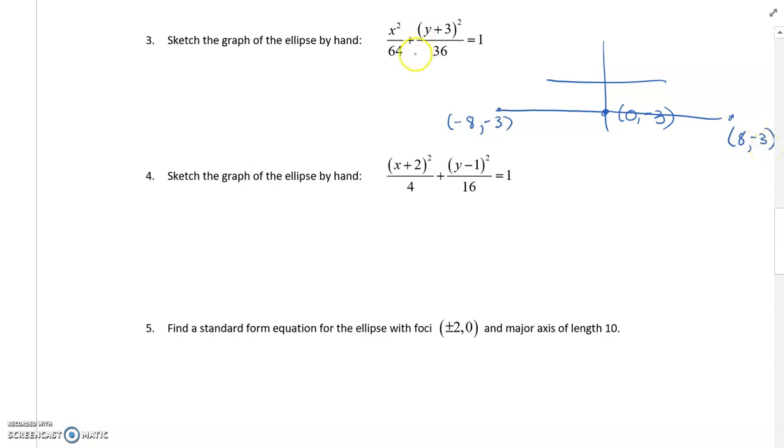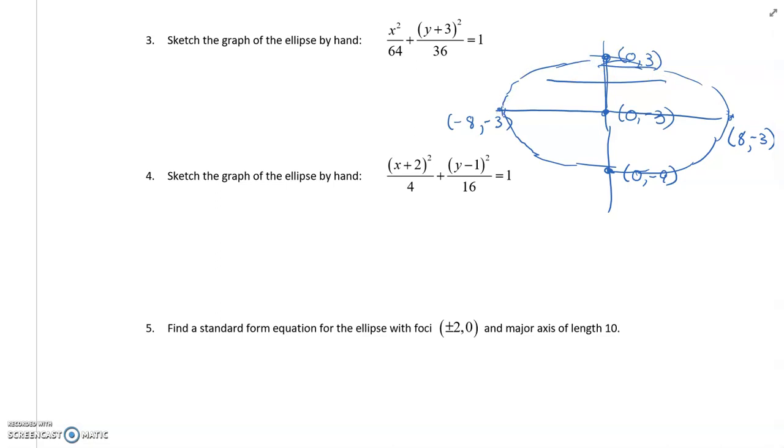And then the square root of the number under the y is 6. So we go up and down 6. That'll take me to 0, positive 3, and 0, negative 9. And if we just connect the dots, we've got our ellipse. Okay. Pause it while you work the next one.